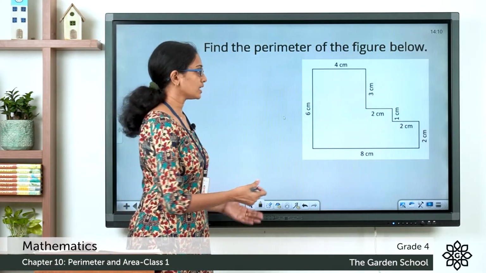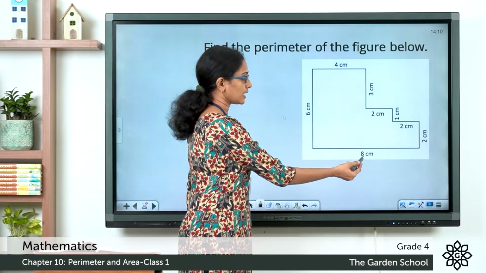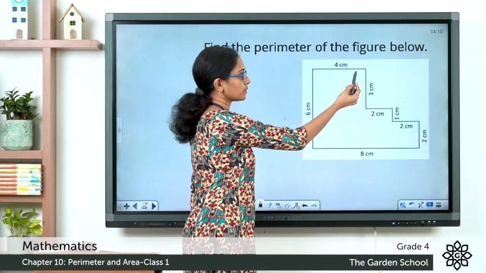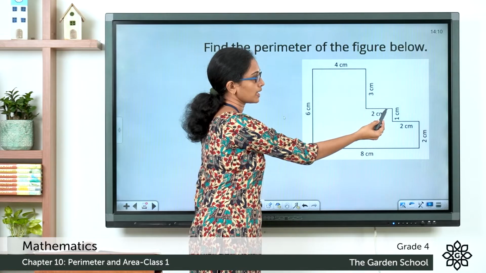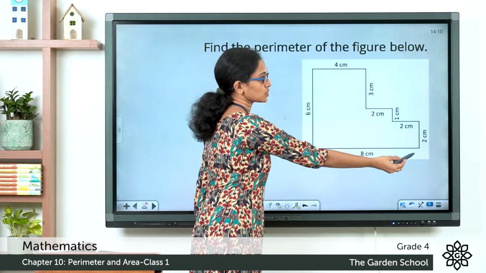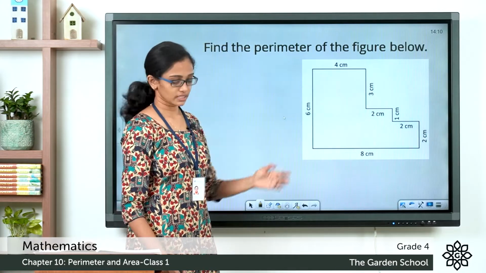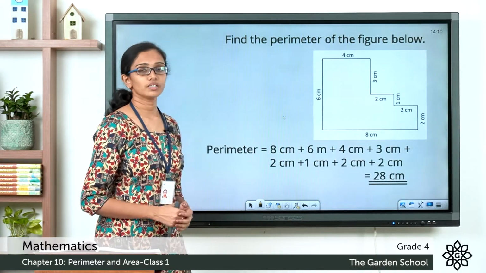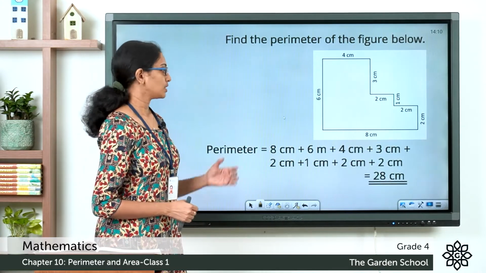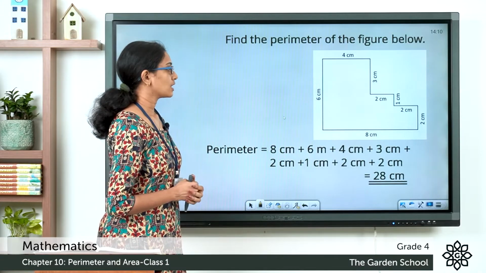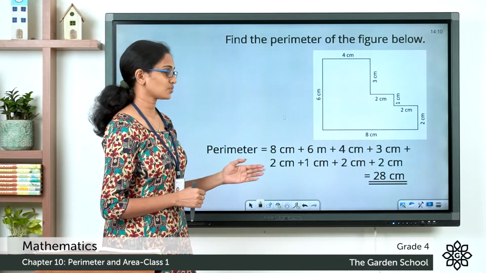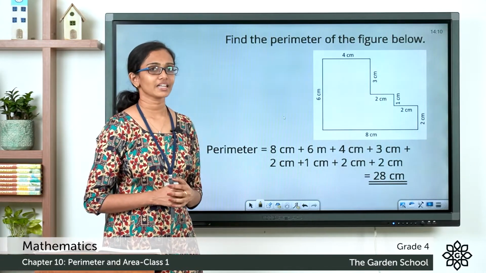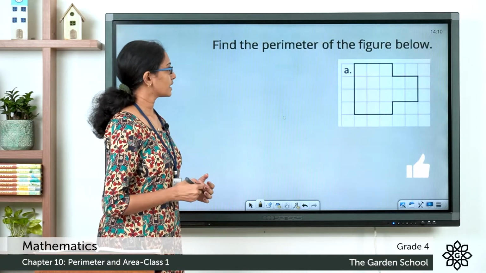So what is the perimeter? It will be equal to 8 plus 6 plus 4 plus 3 plus 2 plus 1 plus 2 plus 2, the sum of lengths of all the sides. And what is it? It is equal to 28 centimeter. So the perimeter of this figure is equal to 28 centimeter. I hope this is clear to you. Now we'll see a different example.